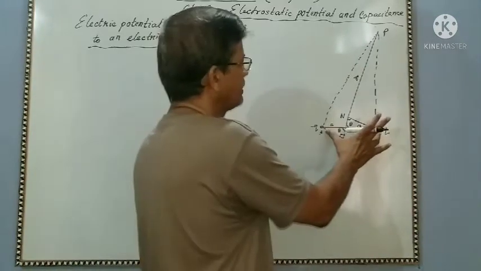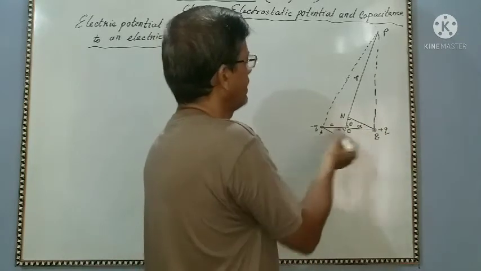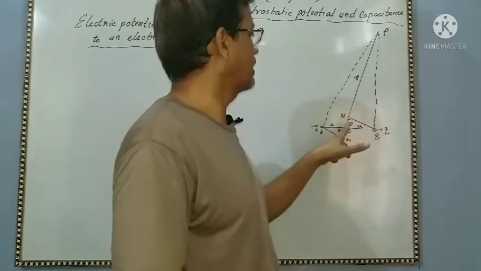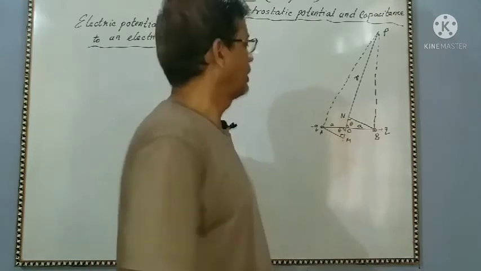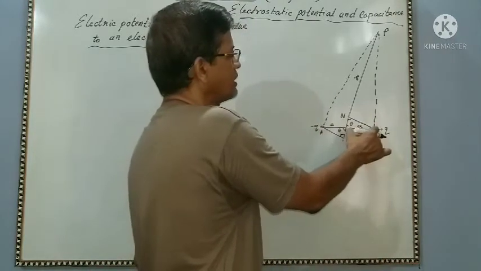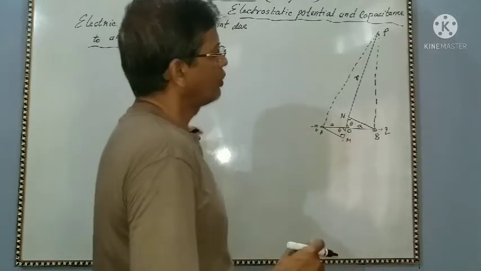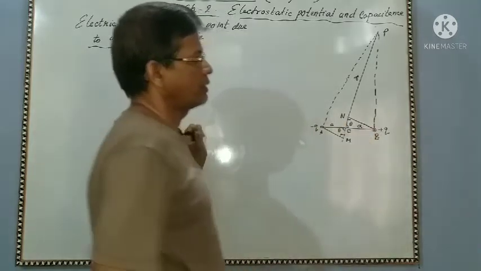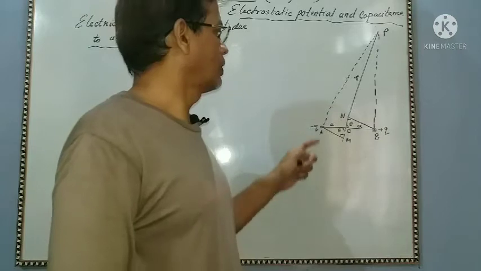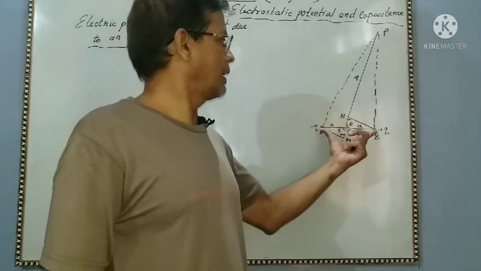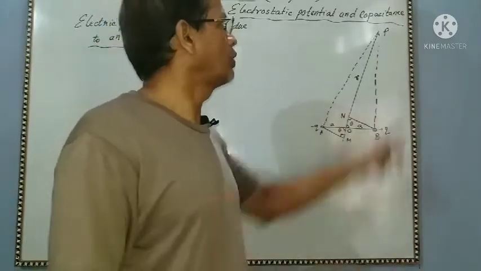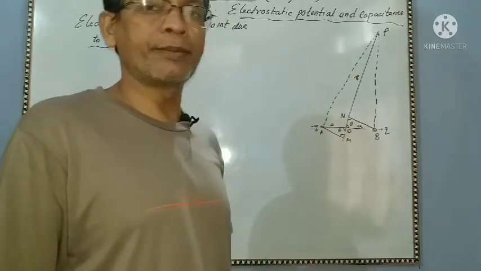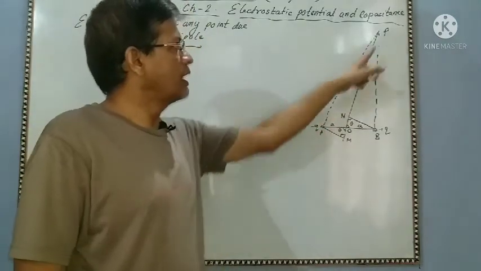So this is an electric dipole AB, with minus q charge and plus q charge. We have chosen a point P which is at a distance r from the center of the dipole. Dipole length is 2a, so this side is a, this side is a, and we have drawn perpendiculars from here to here. Clear? So AB is a dipole, and we have to find the electric potential at point P due to this dipole.